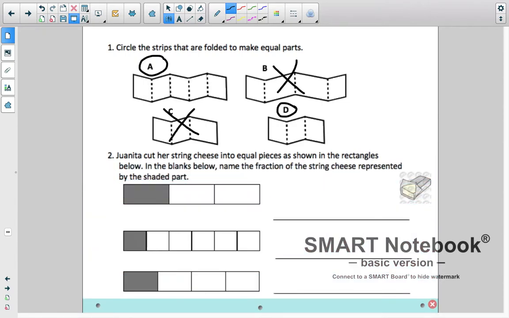It says, Juanita cut her string cheese into equal pieces as shown in the rectangles below. In the blank spaces below, name the fraction of the string cheese represented by the shaded part. So they have different fractions here, and they want us to write the fraction. So I'm going to type it out. Let's look at the first one. How many equal pieces do we have? We have 1, 2, 3. And what's the shaded part? How many pieces are shaded? 1. So this fraction would be 1/3.